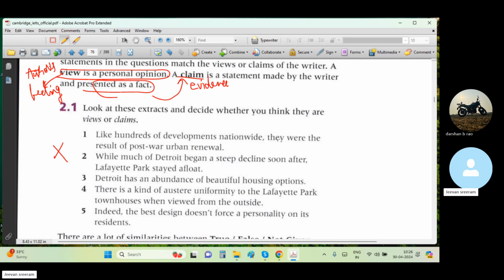Like, hundreds of developments nationwide were the result of post-war urban renewal. So it is already past tense. It was something that already happened. So it has nothing to do with the author's opinion. So it is evidence, or it is a claim. Okay, it has already happened, right? It is not the author's opinion. The author has presented something that has already happened. So that's a claim. It's a fact. Things that have already happened are facts, right? Is it clear, buddies?